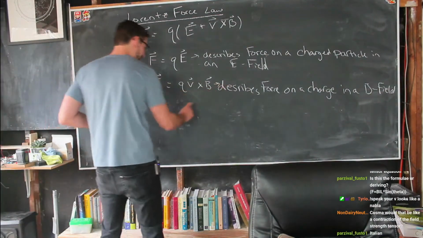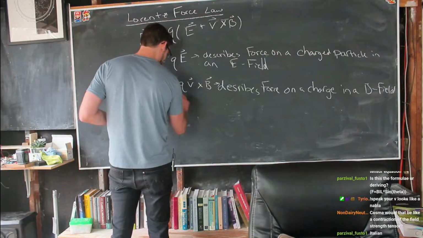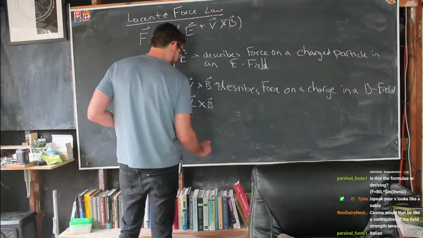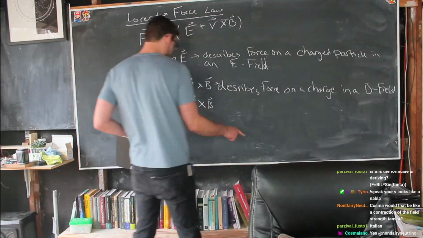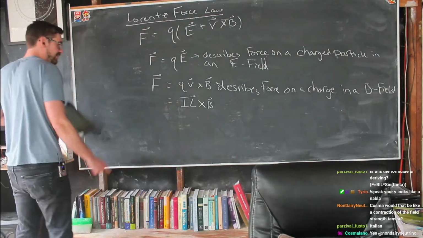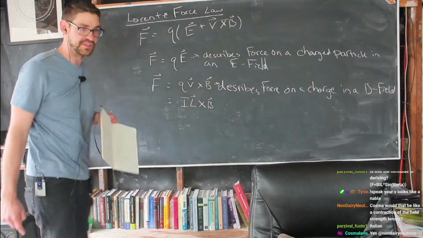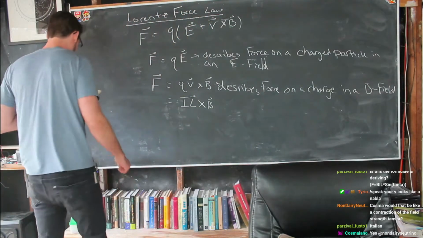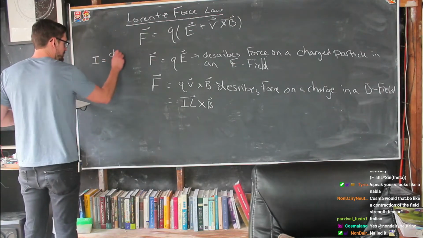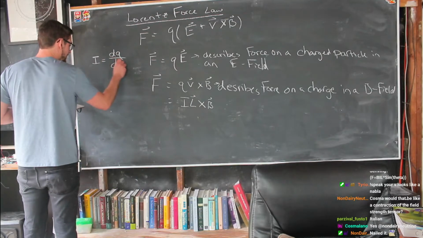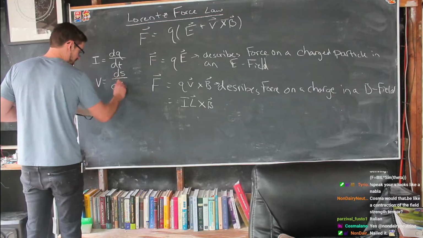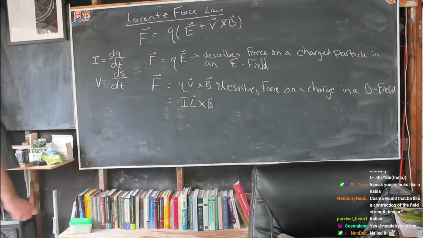So another way you might have seen this is the current times some displacement vector crossed with the magnetic field B. Again, it's just a way of rewriting this. This is easily seen how it goes from one to the other. If no one ever showed you this, it's a very simple, two-step thing. The way I like to think of it is the current is equal to the change in charge over the change in time. The velocity is equal to the change in distance over the change in time. So it's pretty easy to see that you can rewrite these.